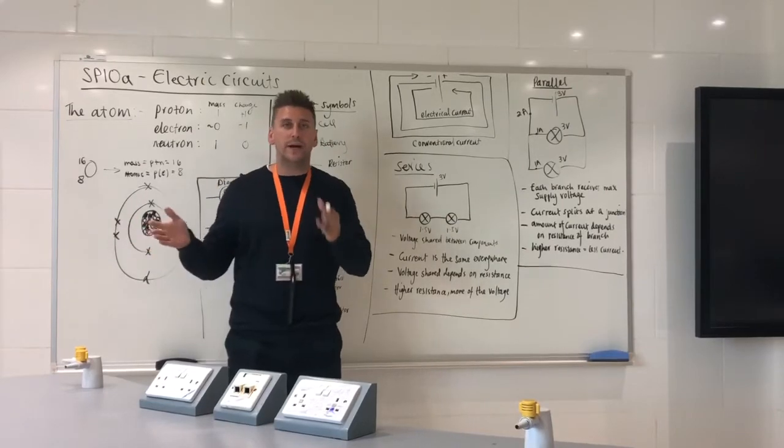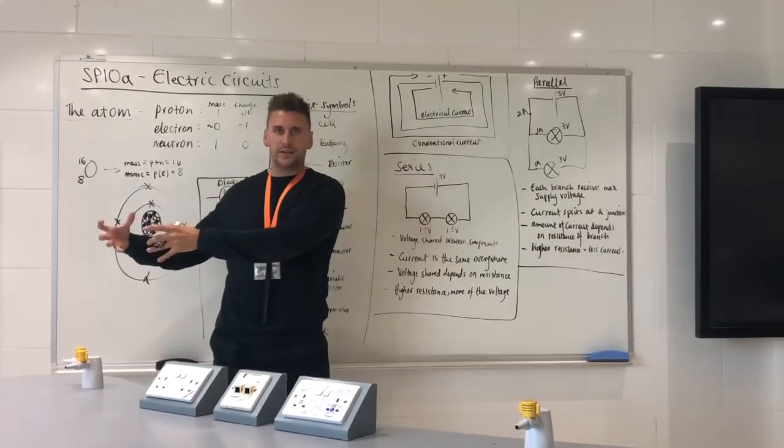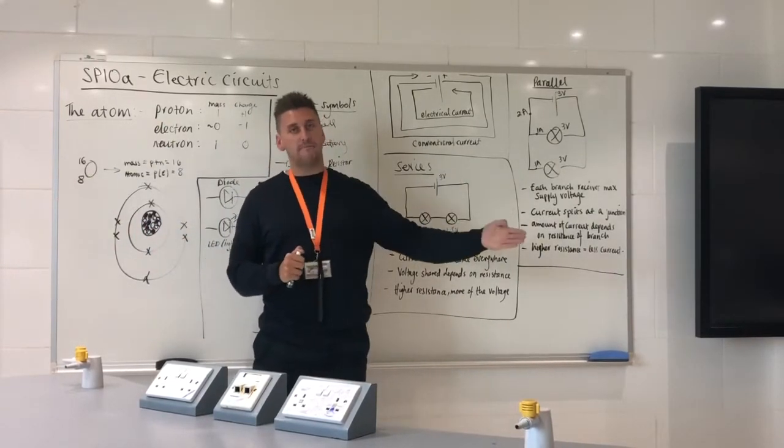What you don't do in a parallel is add the voltages of each branch to go back to the supply. It doesn't work like that. If the supply is 10, each branch gets 10.